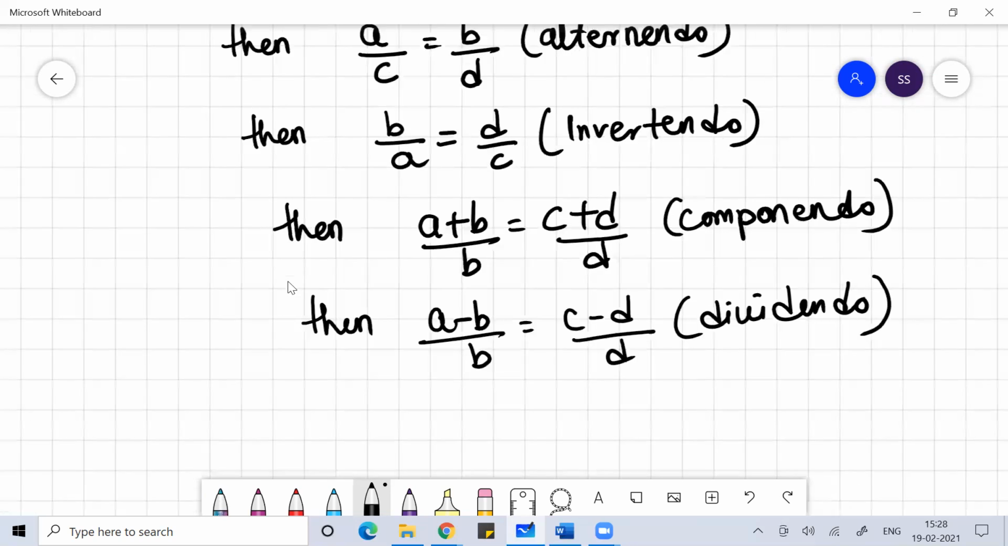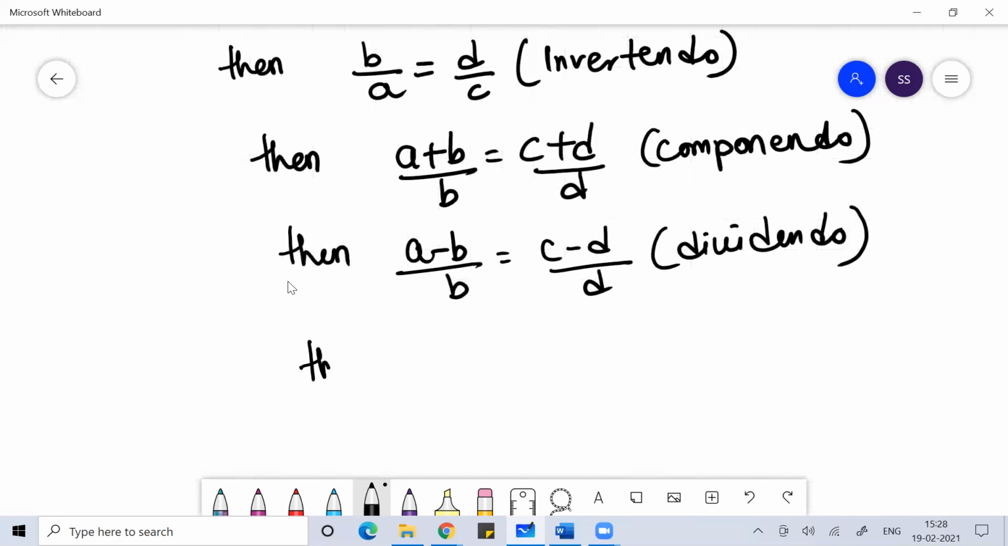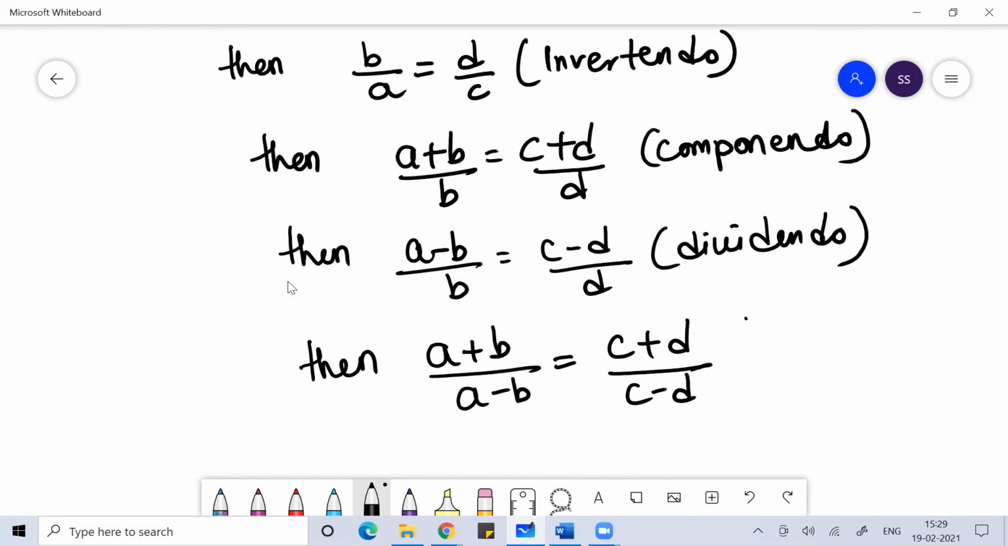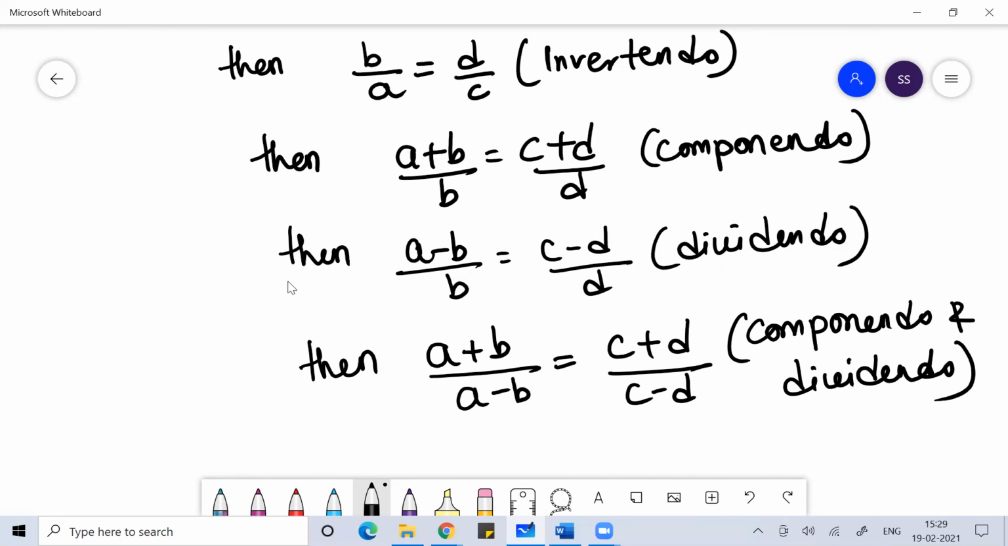If you do plus 1 and minus 1 together, I can say that A plus B by A minus B equal to C plus D divided by C minus D. This is called componendo and dividendo. So if A by B equal to C by D, then A plus B by A minus B equal to C plus D by C minus D.